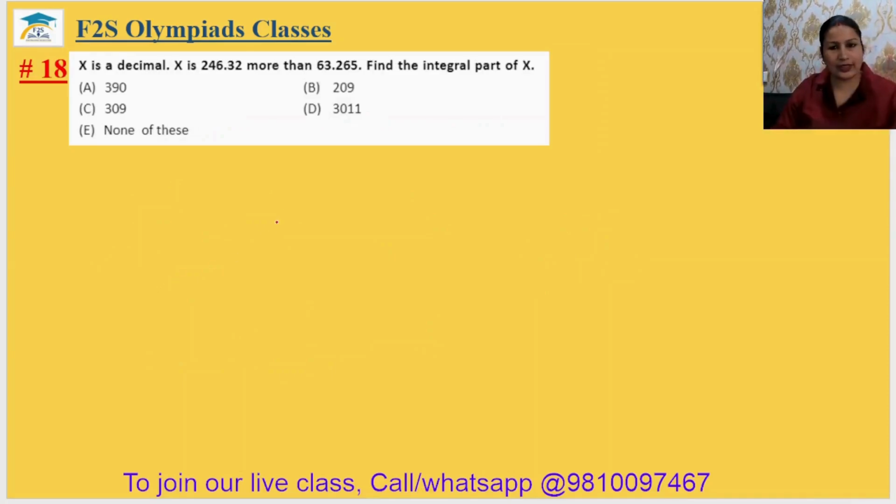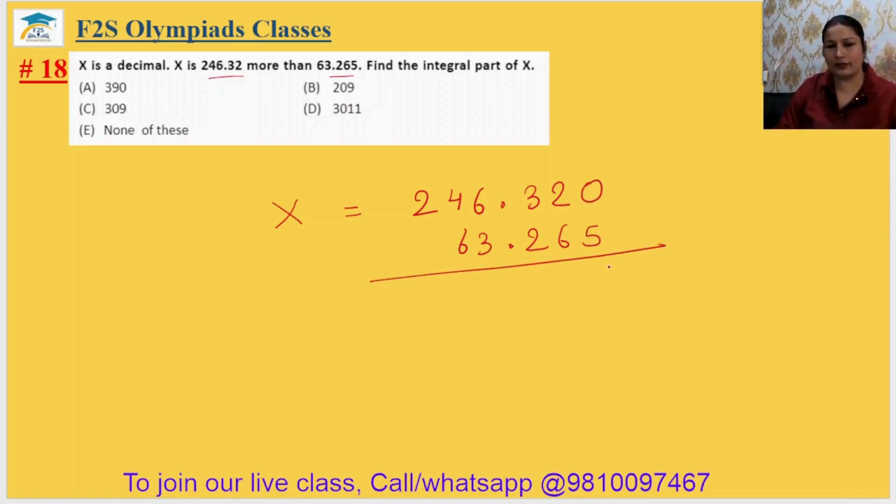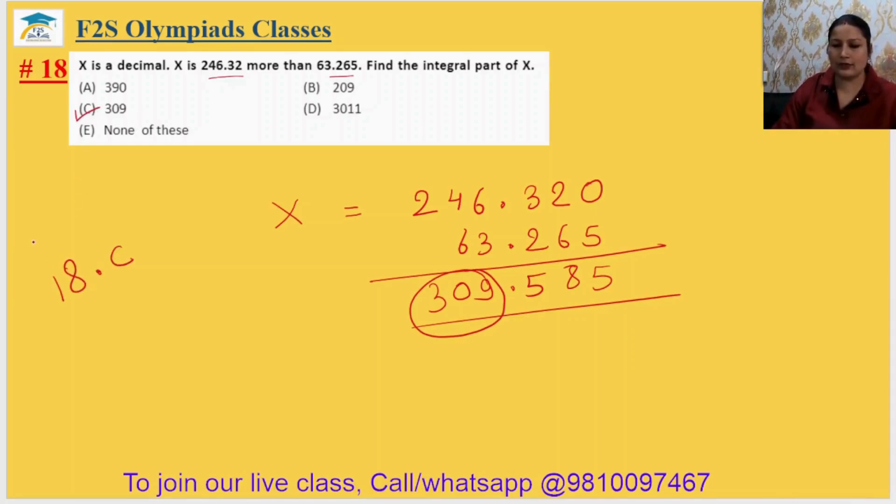Okay. So X is a decimal. X is this more than this. Find the integral part of X. So first find X. X will be 246.32 and 63.265. Make it equivalent and find the addition: 309.585. So its integral part will be 309. It is in option C. The 18th answer is option C.